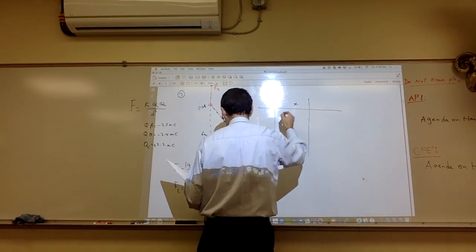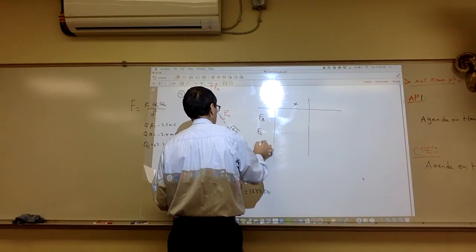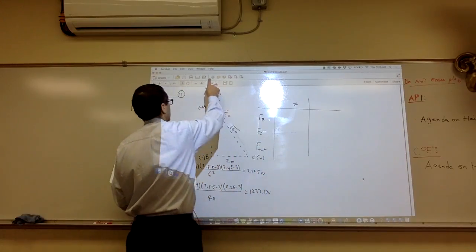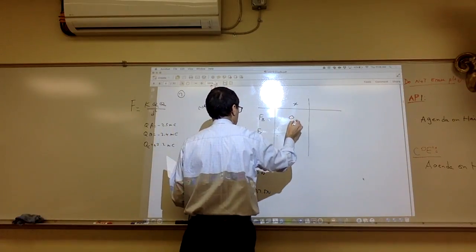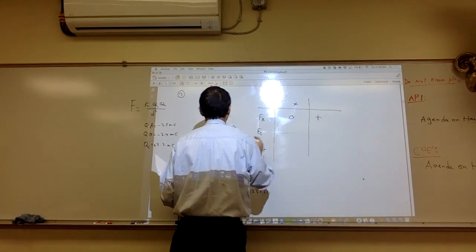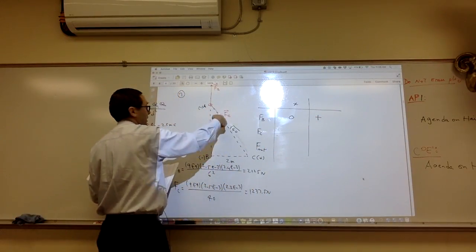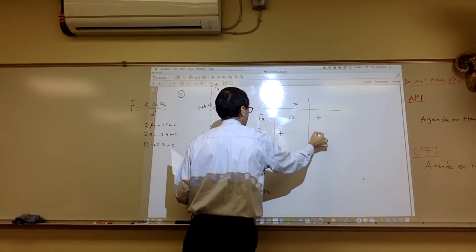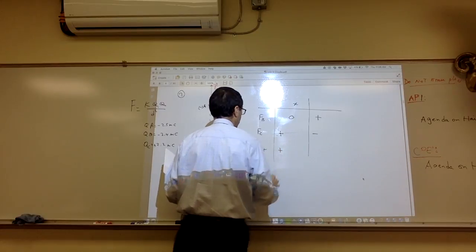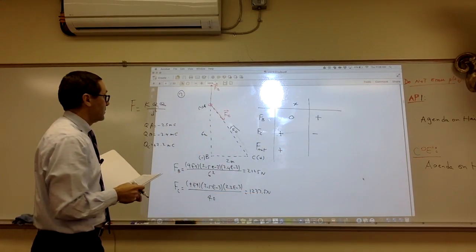Okay, so here's X, here's FB, here's FC, here's Fnet. So FB has no component in the X direction, and its Y component is positive. FC has a positive X component, right? And a negative Y component. So positive and negative. Let's start with that. Which means the Fnet here will be positive in the X direction, and we'll have to figure out the Y direction.